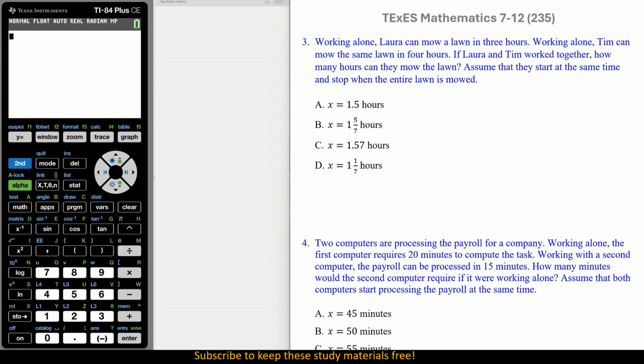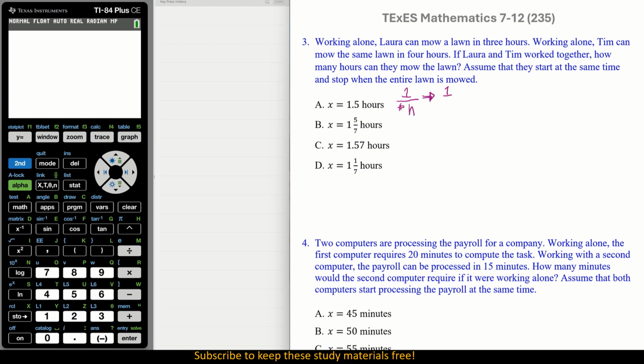Working alone, Laura can mow a lawn in 3 hours. Working alone, Tim can mow the same lawn in 4 hours. If Laura and Tim work together, how many hours will it take to mow the lawn? Assume that they start at the same time and stop when the entire lawn is mowed. Okay, how I always remember this is one job over number of hours. So what does this imply?